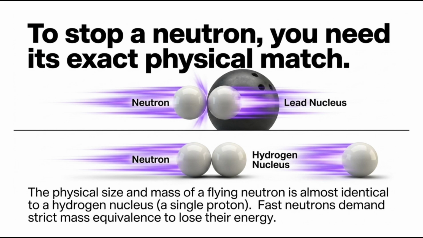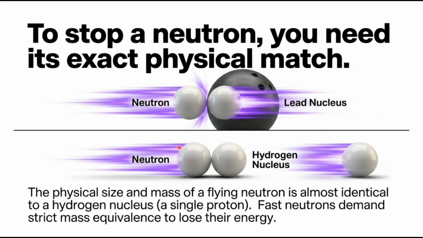To stop a fast flying neutron, you need its exact physical match. Look at the top diagram. If you fire a fast neutron at a massive heavy lead nucleus, it is like throwing a small billiard ball at a very big bowling ball. It just bounces off and keeps flying with almost all of its original dangerous speed.